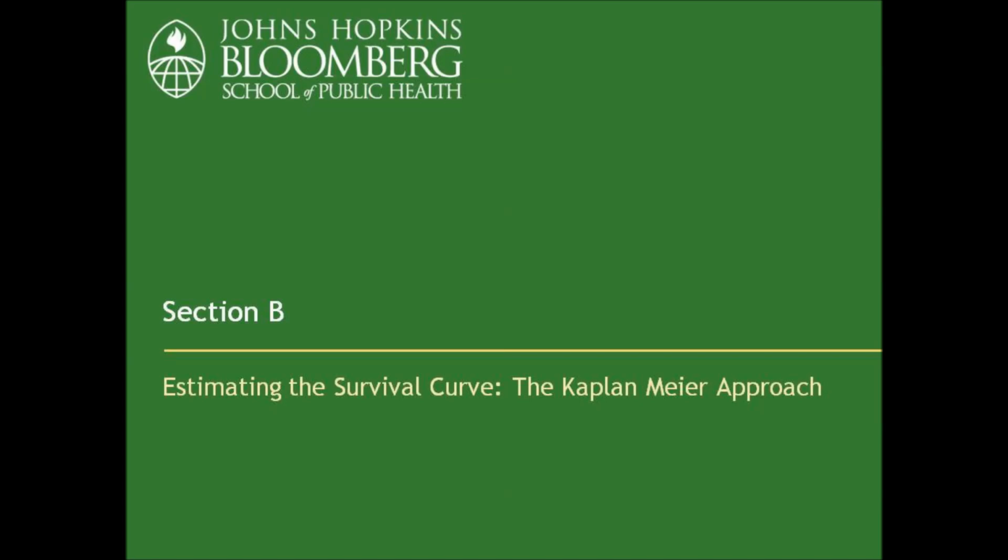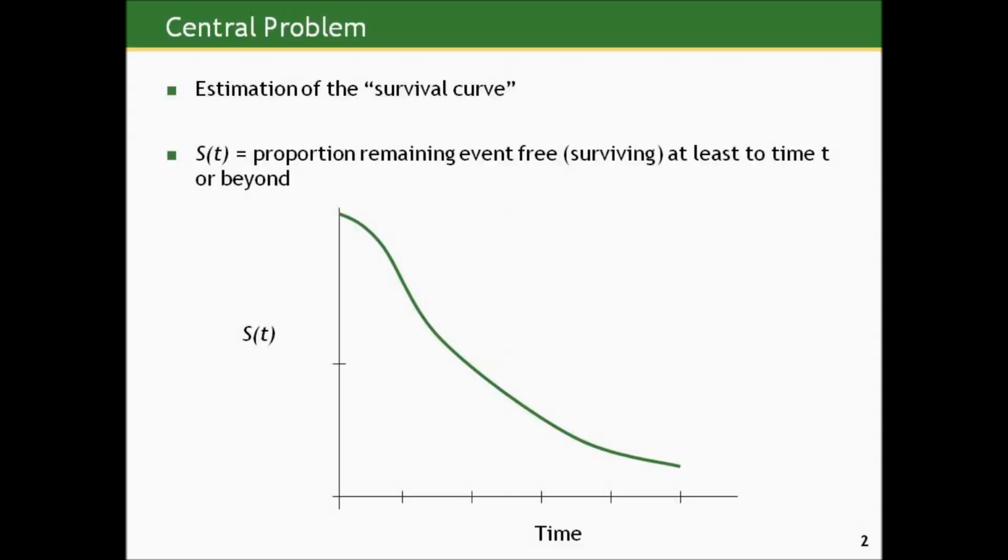In this section, we're going to show you how to estimate the survival curve from a sample of data. It's something called the Kaplan-Meier approach. This is a very famous approach, and Kaplan and Meier were two statisticians who invented this in the 1950s. Paul Meier was actually on the faculty at Johns Hopkins for a fair amount of time.